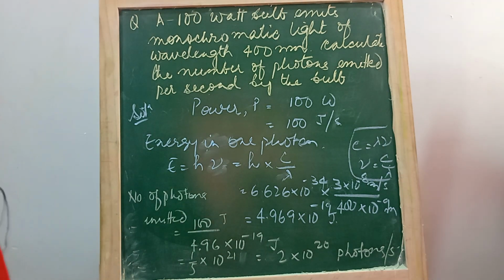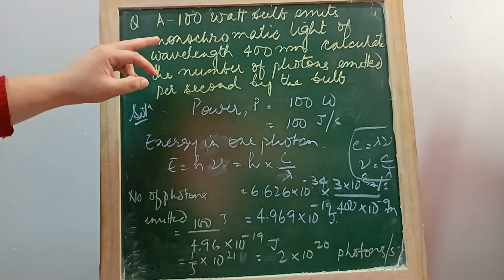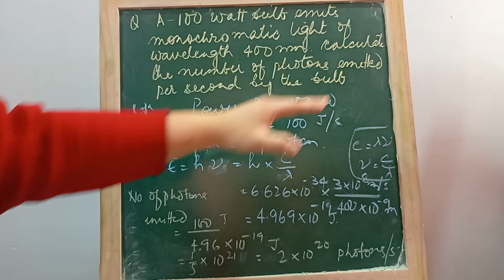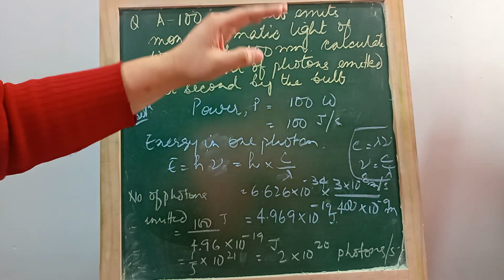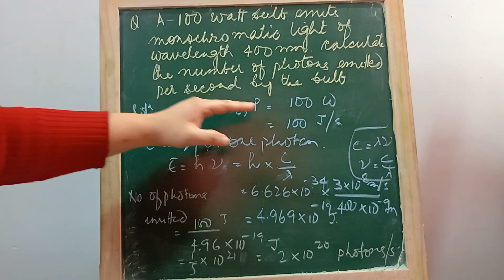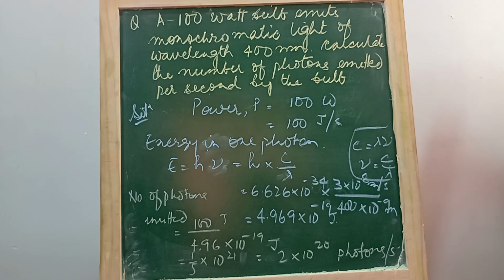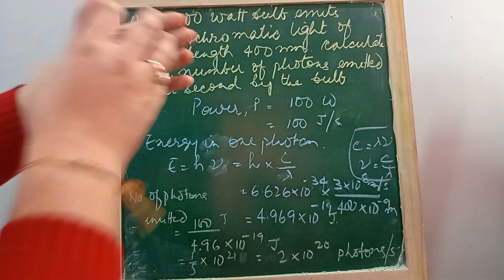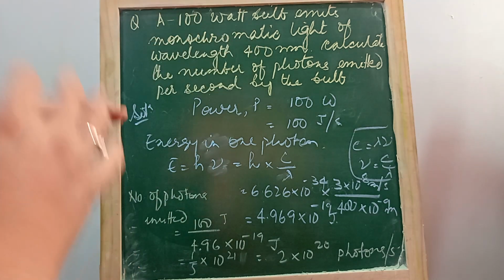Let's consider this numerical problem, which is related to quantum theory proposed by Max Planck. The question says that a 100-watt bulb emits monochromatic light of wavelength 400 nanometer. Calculate the number of photons emitted per second by the bulb. So what you are given is a 100-watt bulb which is emitting monochromatic light.